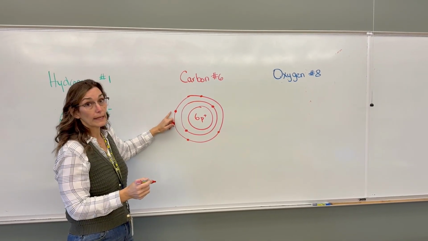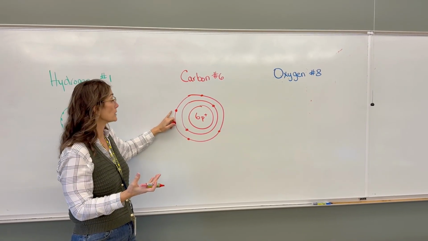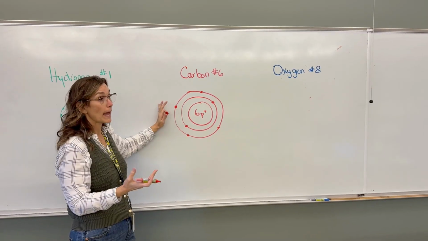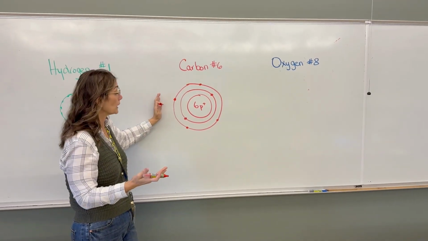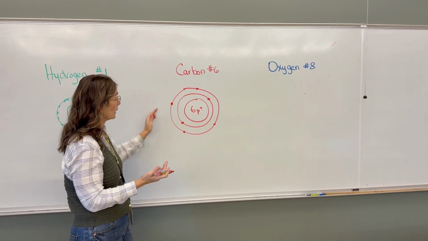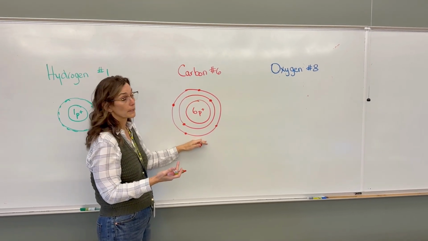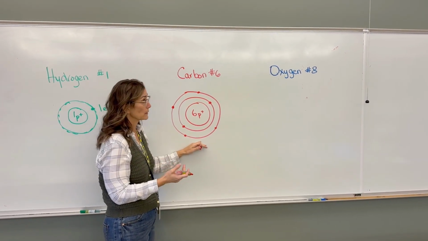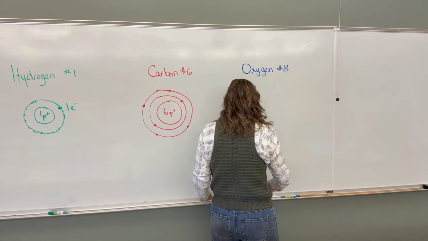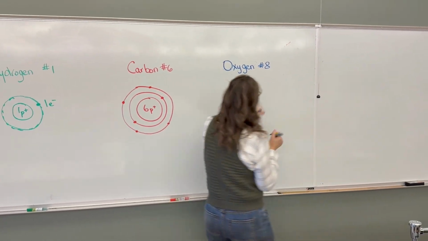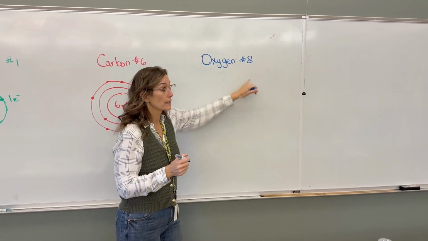Now it wants 8 because remember the octet rule says that in order for an atom to be happy, to be fulfilled, we need to fill the valence shell, and it only has 4. So we're going to need 4 more in here, which means carbon is able to form 4 bonds. Oxygen is our last one, and oxygen is atomic number 8.